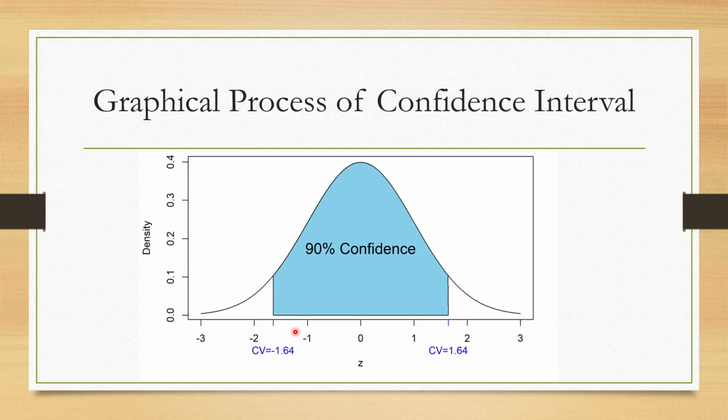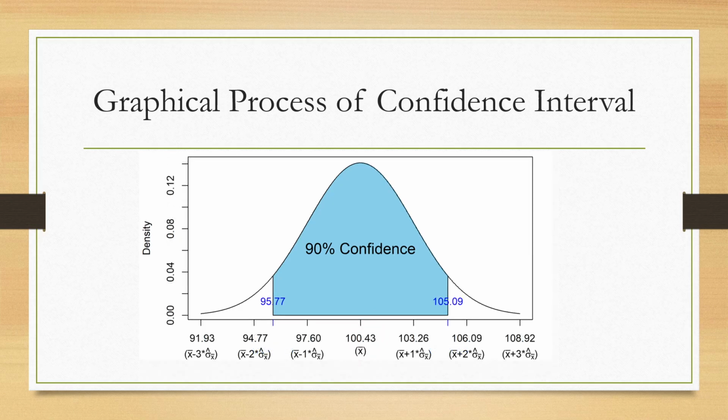So all we're doing is taking the standard normal and doing a conversion, just like a Fahrenheit to Celsius conversion or Celsius to Fahrenheit conversion. We are just doing a conversion of this distribution to be on the scale of our data. That's all that's going on with this confidence interval process.